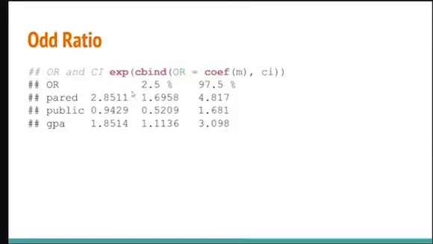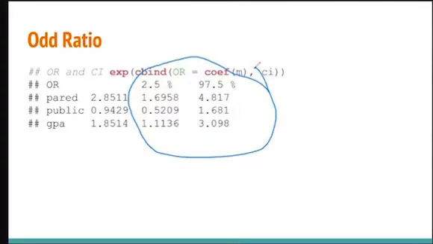And after that, I construct the confidence interval. You know what I'm trying to tell you now? The first column, do you see the first column, 2.8511, 0.9429, 1.8514? That is the odd ratio estimate. But the other one is a confidence interval associated with the odd ratio. Some of you may be wondering, why do I need the confidence interval? Now, I need a confidence interval in case I basically want to test a hypothesis.